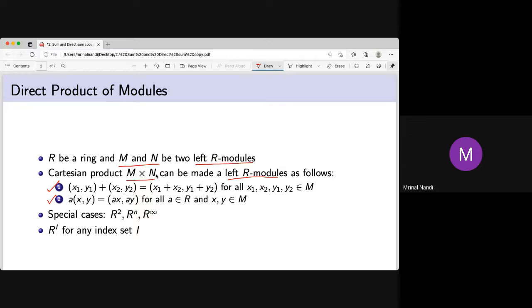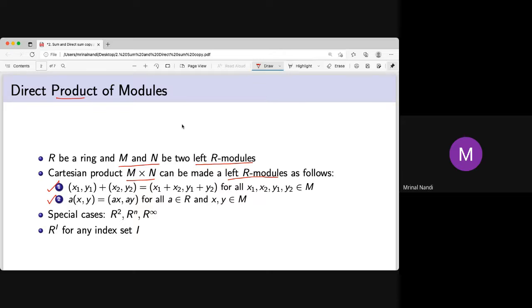So that's why we can make M cross N a new module, a module over R, like a vector space. This is called the direct product. Like in a vector space, we have the direct product. The naming is sometimes confusing. Sometimes it's called direct product, direct sum, or some books say internal direct sum, external direct sum, internal direct product, external direct product. Basically they use many different terms.